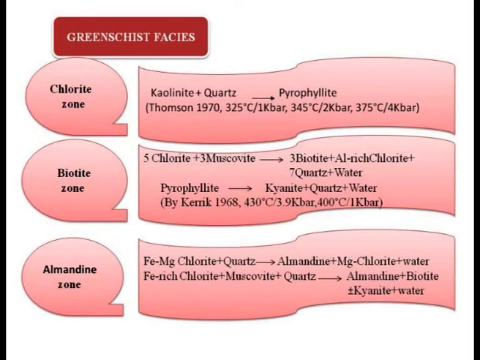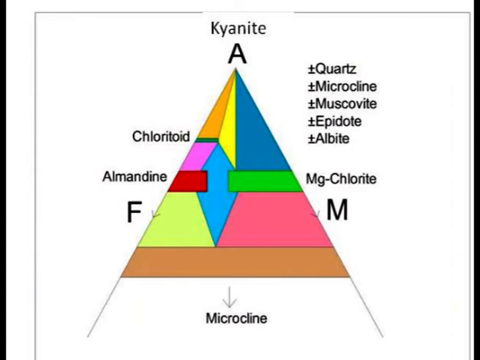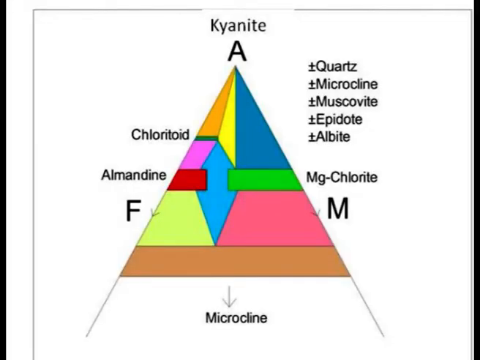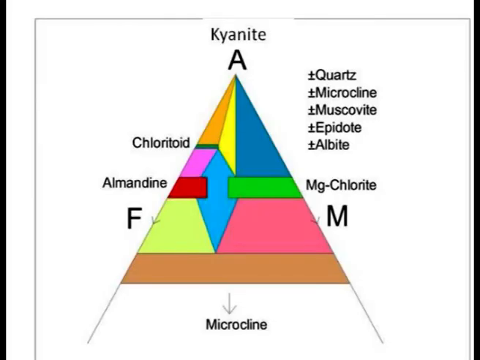The pelitic assemblages are: first, the kyanite plus chloritoid plus minus epidote plus minus muscovite plus minus microcline plus minus albite plus minus quartz, also known as kyanite chloritoid schist. Second assemblage is your kyanite, chloritoid, almandine plus minus epidote plus minus muscovite plus minus albite and plus minus quartz, also known as kyanite chloritoid almandine schist. And third assemblage is your chloritoid plus almandine plus minus epidote plus minus muscovite plus minus albite plus minus quartz, also known as chloritoid almandine schist.